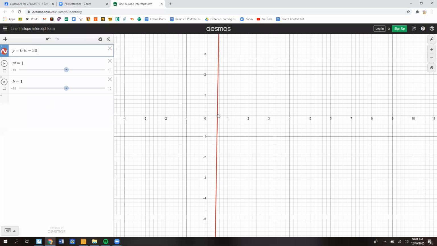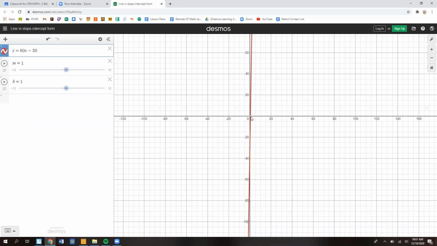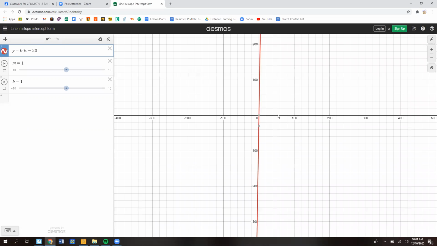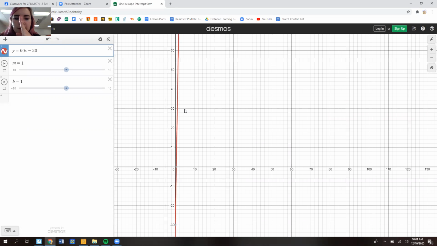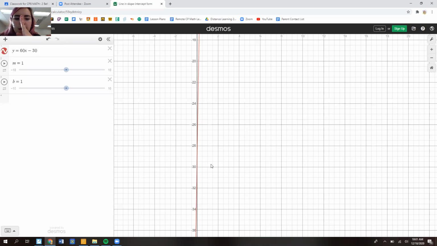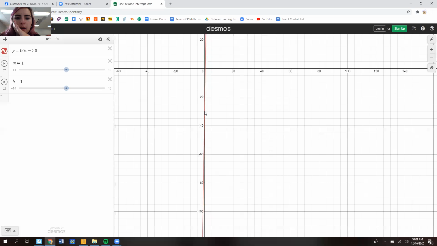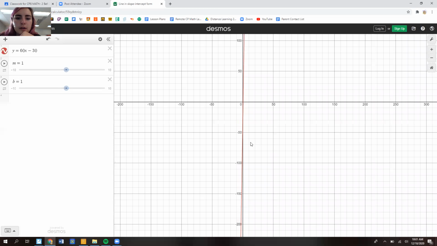So it looks like a straight line up close, but really it's just a really, really steep line. The more I zoom out, you can kind of tell it's tilted just a little bit. It looks kind of straight, and it intersects the y-axis, if we zoom in, at negative 30. So it's a really, really steep line. That's what it's going to look like on a graph. I'm glad I didn't try and graph that myself.